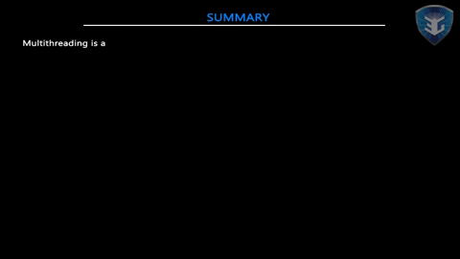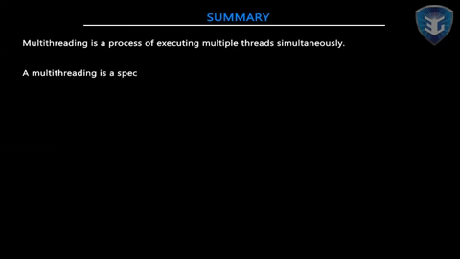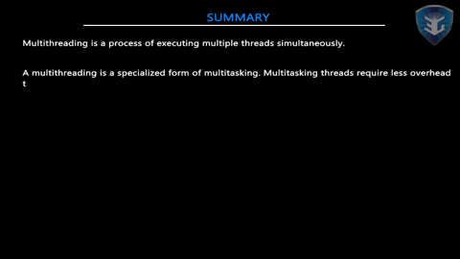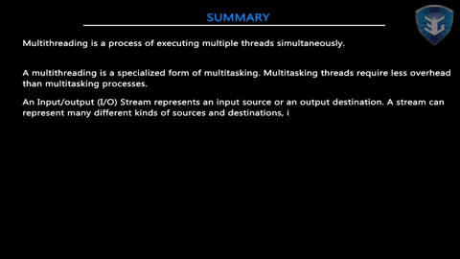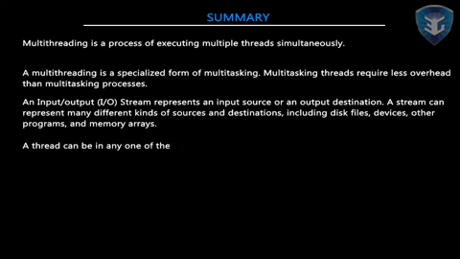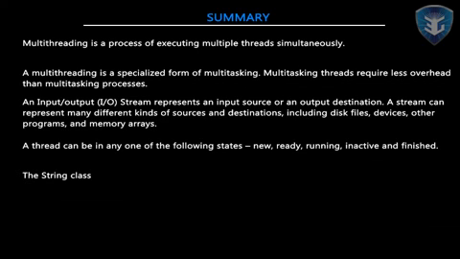Now in the end, let us summarize what we have learned in this lecture. Multithreading is a process of executing multiple threads simultaneously. Multithreading is a specialized form of multitasking. Multitasking threads require less overhead than multitasking processes. An input-output I/O stream represents an input source or an output destination. A stream can represent many kinds of sources and destinations, including disk files, devices, other programs, and memory arrays. A thread can be in any one of the following states: new, ready, running, inactive, and finished. The String class defines various methods that are used to compare strings or substrings within strings.